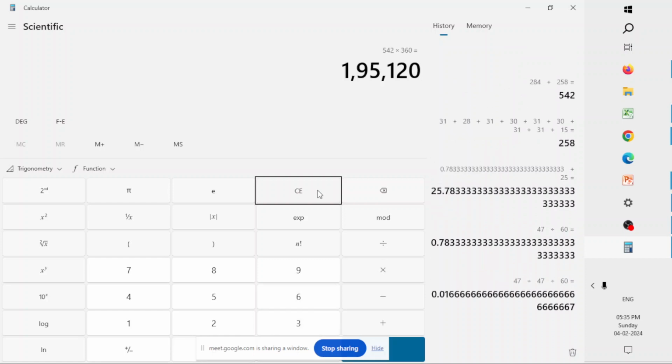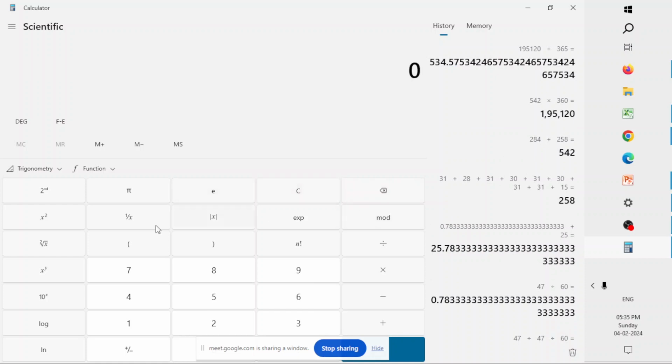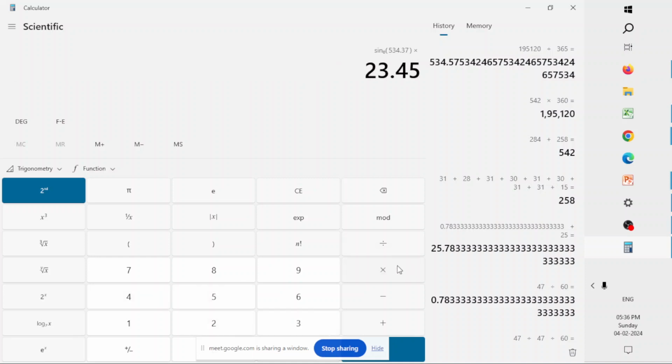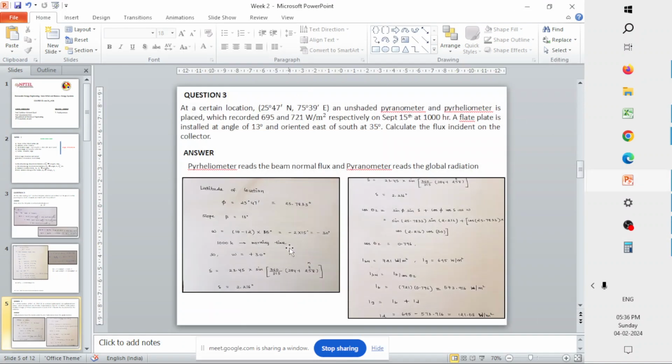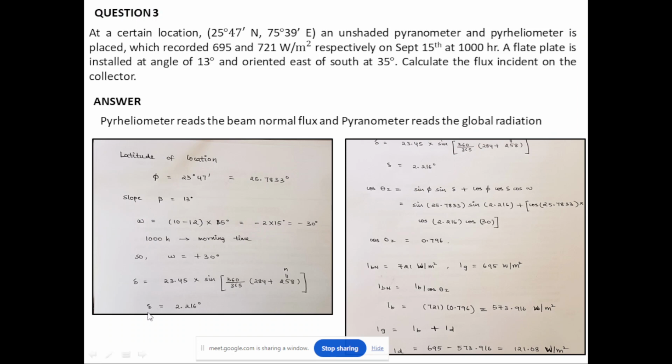Into 360 divided by 365, so 534.57. So sine value of that, sine of 534.37, and its sine value is 0.0981, that into 23.45, 2.3, 2.21, almost the same. So this is the value of delta, that is your declination angle.